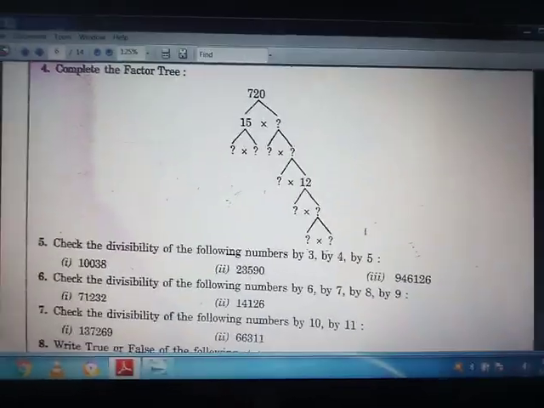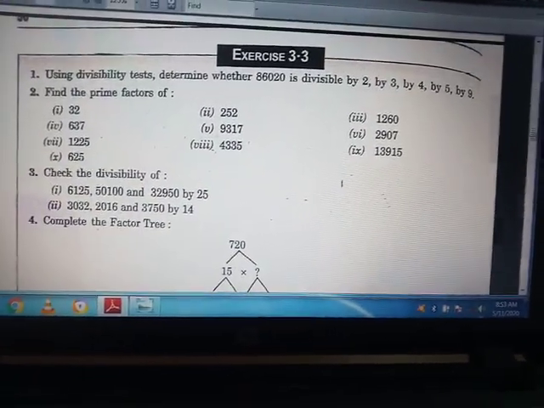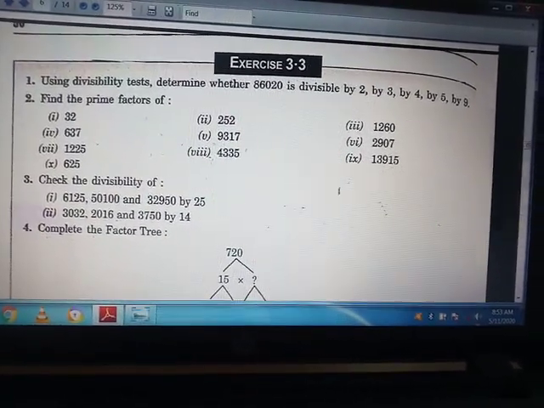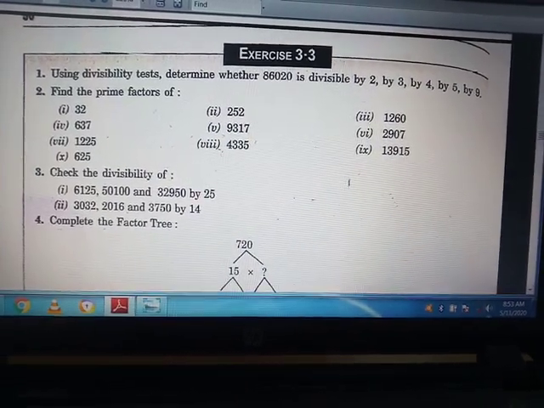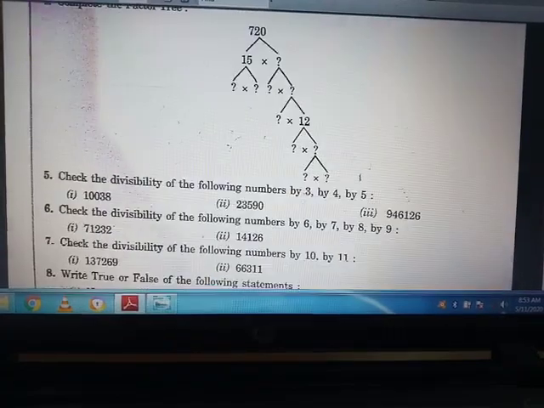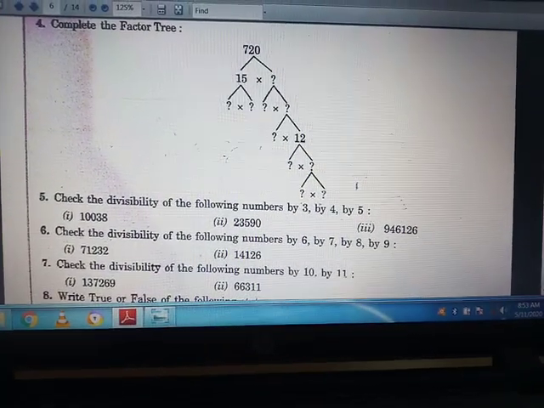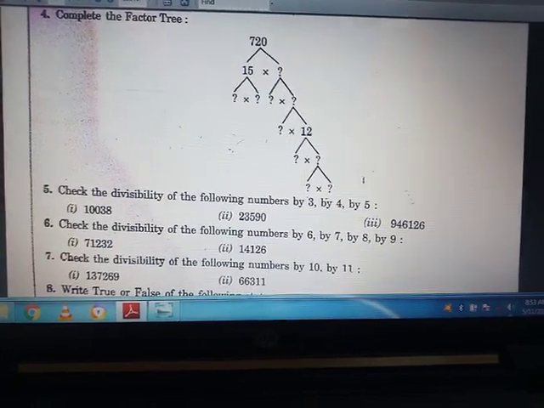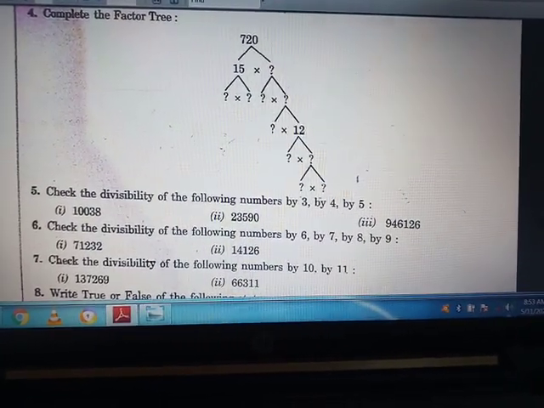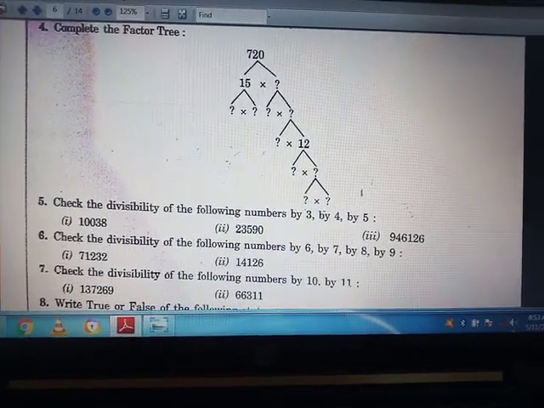Your question number 1, question number 2 is your assignment work. Then after question number 3, we will see this in the next video. Then after you have to do question number 4, 5 and 6. You have to do question number 4, 5, 6 in your assignment work. This is your assignment work. You have to do this.